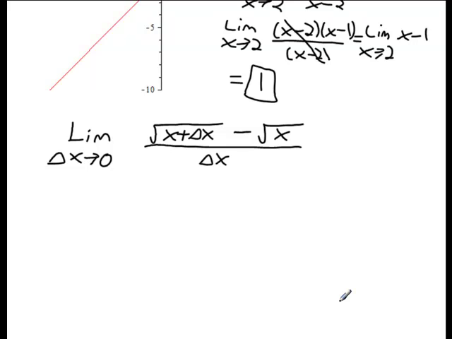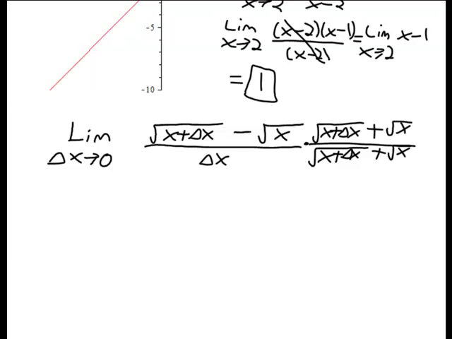But another thing we can do, a little trick with our algebra, is to multiply by the conjugate of the numerator. So if I do that, it'll be multiplied by the square root of x plus delta x plus the square root of x, divided by the same. So we're not changing any values, we're essentially multiplying by 1. But when we multiply out the numerator, we'll get the limit as delta x approaches 0 of x plus delta x minus x, because when we multiply that out, that times that will clear the square root.